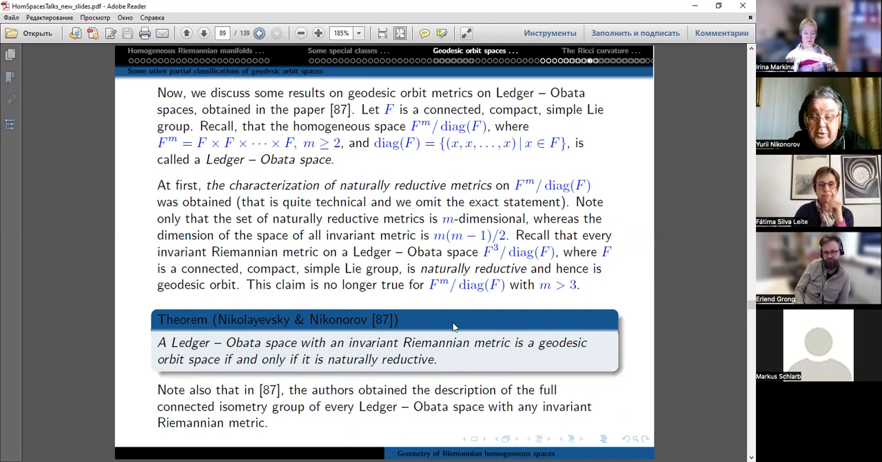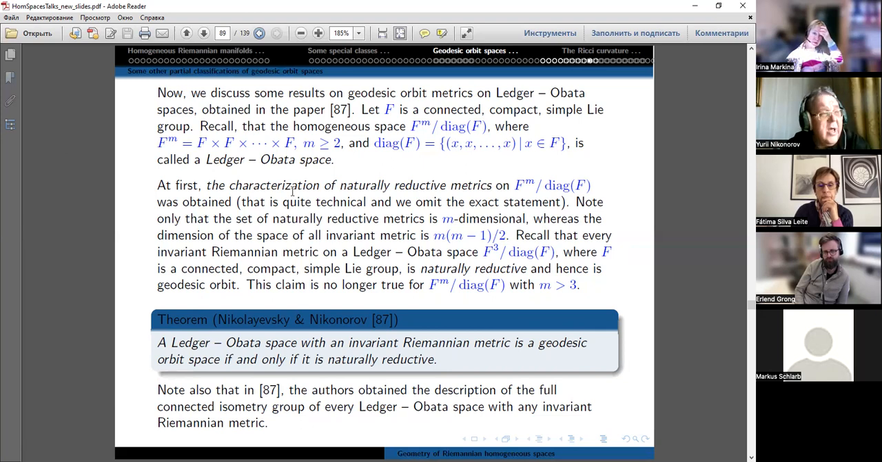And the most interesting result is the following. A Legere-Bata space with invariant Riemannian metric is a geodesic orbit space if and only if it is naturally reductive. Therefore, in these special subclasses, Legere-Bata spaces, the geodesic orbit metrics and naturally reductive metrics are the same. It's very strange, but we have such examples.